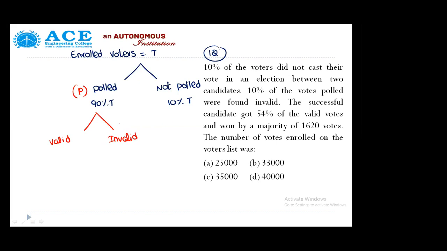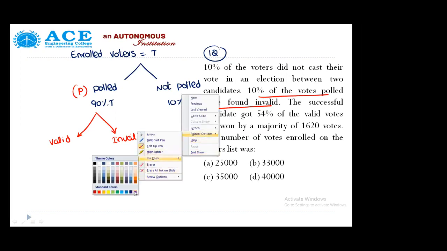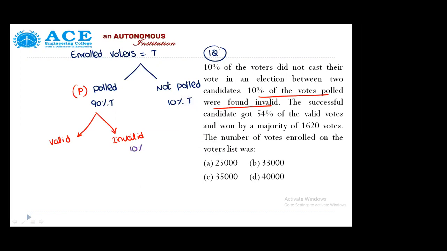Now here 10% of the votes polled were found invalid. Among polled, read the question clearly. Polled is P, 10% of the votes. So there are two methods. We'll give the other method as well. 10% of the votes polled were found invalid. Among polled, okay, so 10% of polled is invalid. Listen, remaining 90% are valid. This is 90, don't think 80. This is regarding polled. Polled is splitted into two, 10% and 90%.